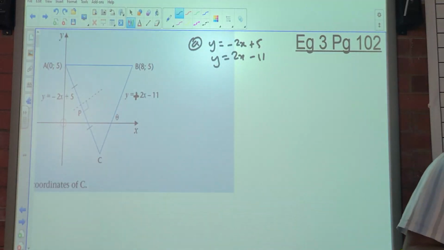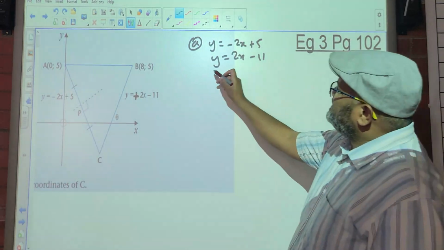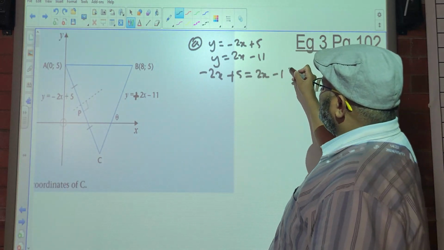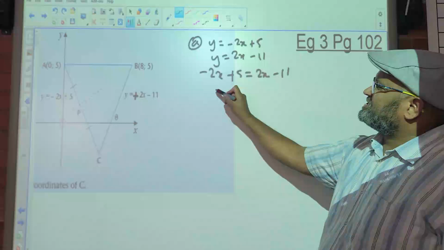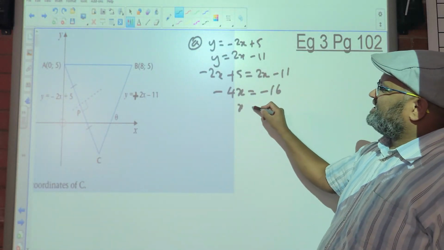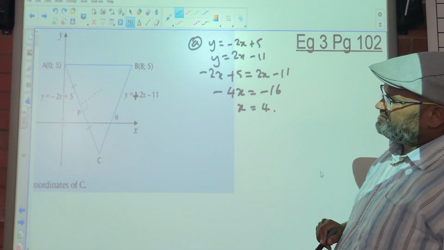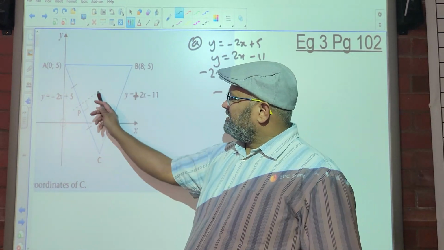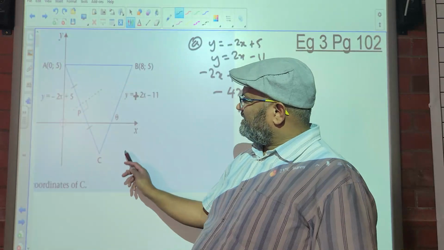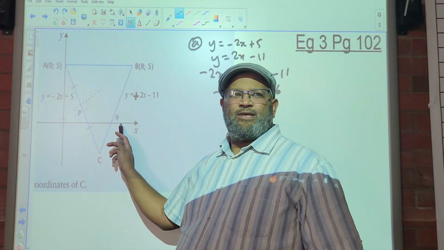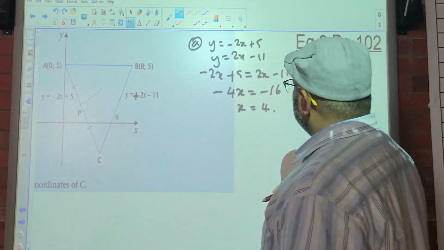So what do I do? Simultaneous equations, so we set the graphs equal to each other. So negative 2x plus 5 is equal to 2x minus 11. X is one side, numbers are the other side. So negative 4x is equal to negative 16. X is then equal to 4. You see that? Which makes sense, people. If that is your 8 there, then I would expect C to be anything between 0 and 8. You see that, people? Then it's now dead center there.